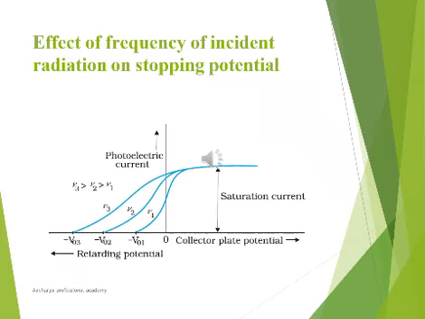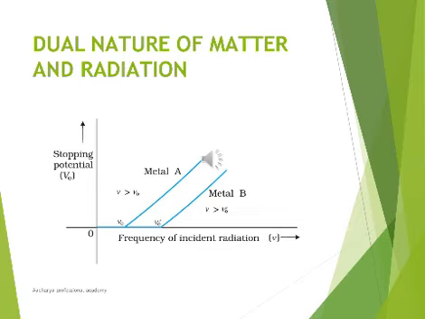Now we see another important factor, threshold frequency. Each and every metal has a certain threshold frequency value. Only if the frequency of the incident radiation is above this threshold frequency will the photoelectron emission take place. Now you consider the metal A. For the metal A, the threshold frequency is given as nu naught, and for the metal B, the threshold frequency is given as nu naught dash. You see the condition.